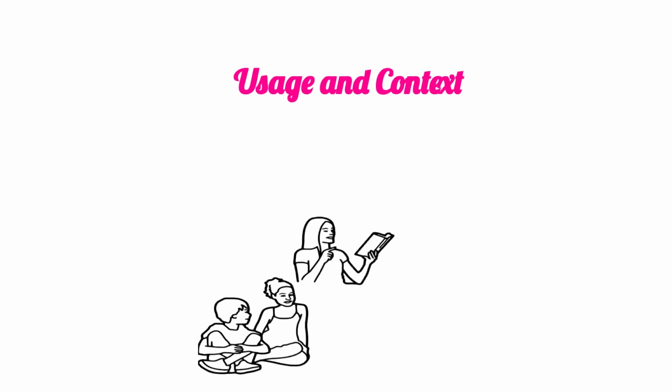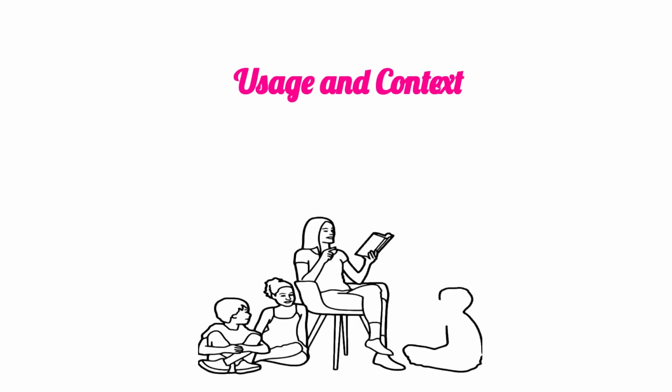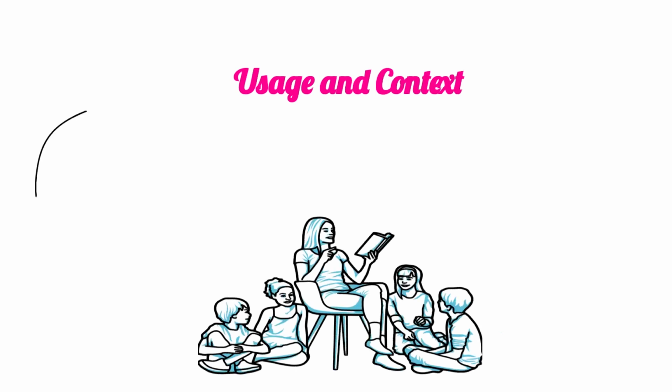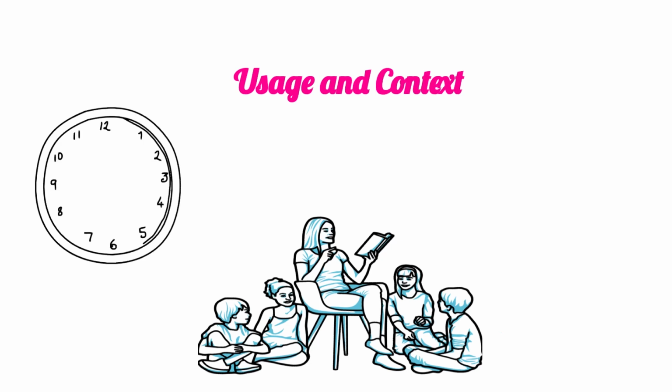Past perfect tense is often used in storytelling to provide background information or to show the order of events in a narrative. It helps create a clear timeline and enhances the flow of the story. Whether you're recounting personal experiences, narrating historical events, or crafting fictional tales, past perfect tense enriches your storytelling and transports your audience to the past.